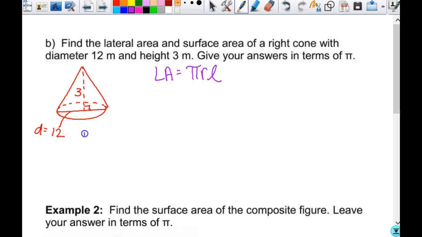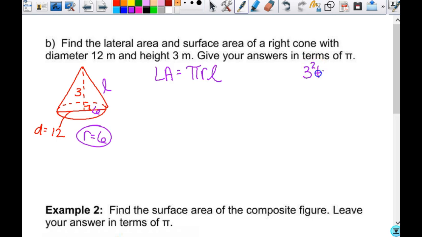No, they gave me the diameter. What is the radius? 6. So I want to make sure I use the right thing. Did they give me the slant height? No. Okay, so that's 3, that's 6. I've got to find the slant height. Is that a special right triangle? No. Or a Pythagorean triple? No.